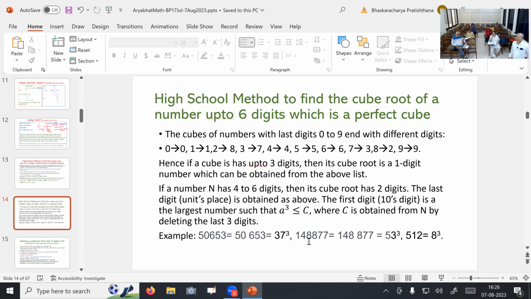And if the last digit is 3, then 7 is the corresponding cube root digit, because 7 into 7 into 7 ends in 3. So this way, you are combining Aryabhata's method and the congruence method together to get the cube root immediately.